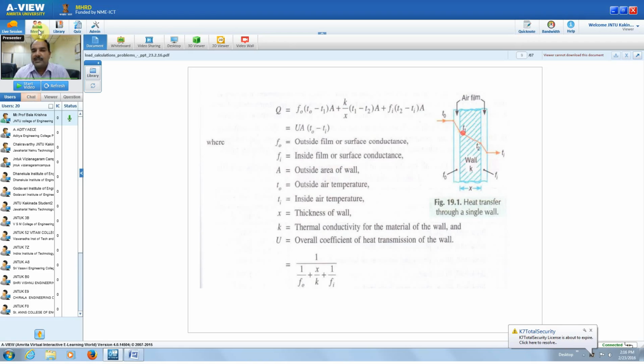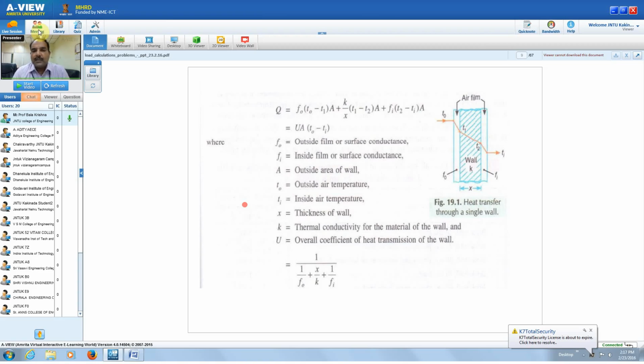The wall starting temperature is T1, that is the inside air temperature, and T naught, T out, is the outside temperature. The X is the thickness of the wall, and K is the thermal conductivity of the material of the wall. That means the wall may be constructed of brick, or maybe an iron partition, or a wooden partition, depending upon the material. The K may change.